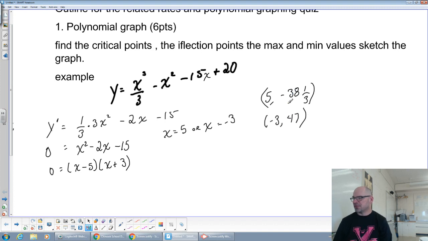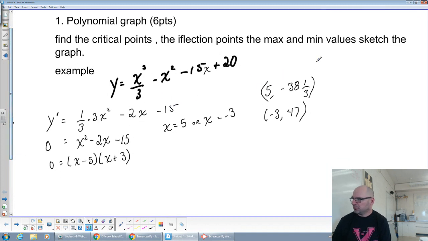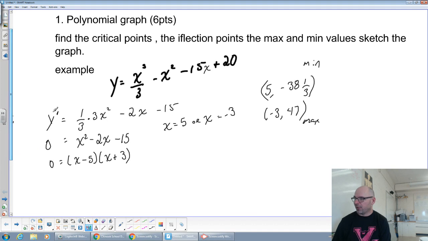Now we could tell which one's a maximum and which one's a minimum based on the size of the y value. So we don't necessarily have to do the sign analysis on this one, but we can see that this is going to be a min. This will be a max because it's up high and this one's down low, right? Okay, so that's kind of there.